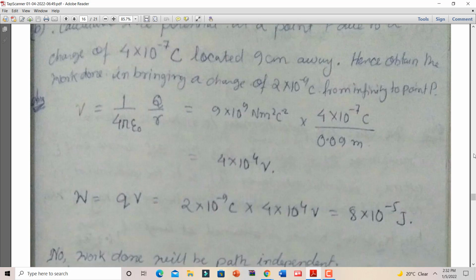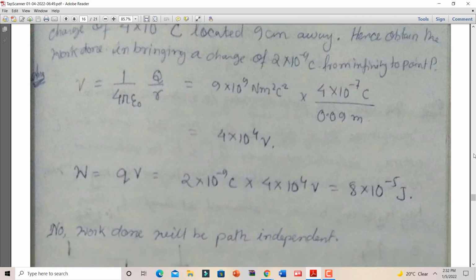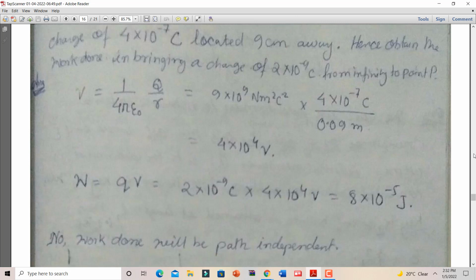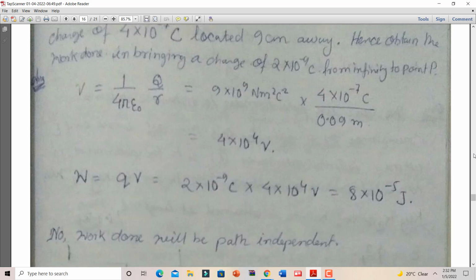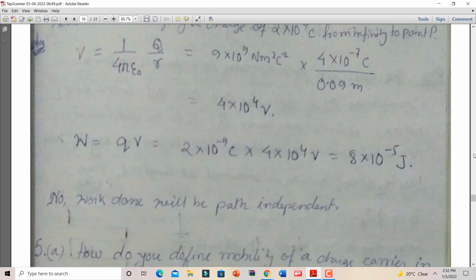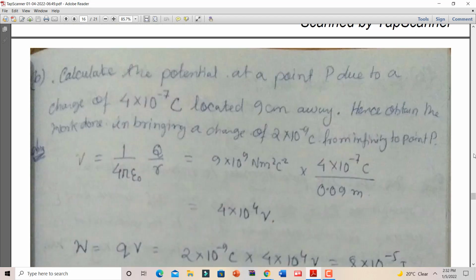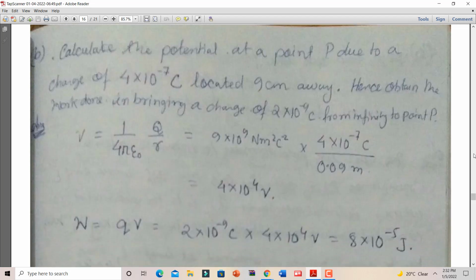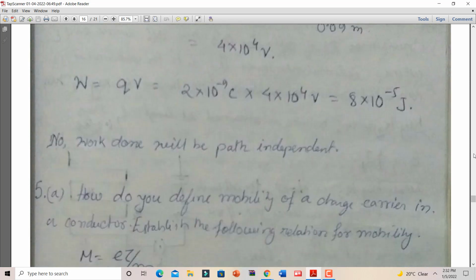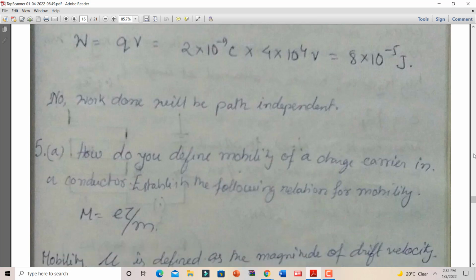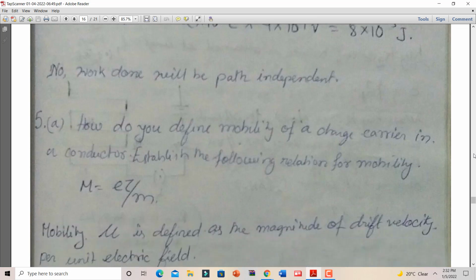Now the work done in bringing the charge, work W is equal to Q into V, where the charge is given as 2 into 10 to the power minus 9 coulomb into the potential, that is 4 into 10 to the power 4 volt. On multiplying this, we will get the work done. The work done will be path independent. It will not depend upon the path.